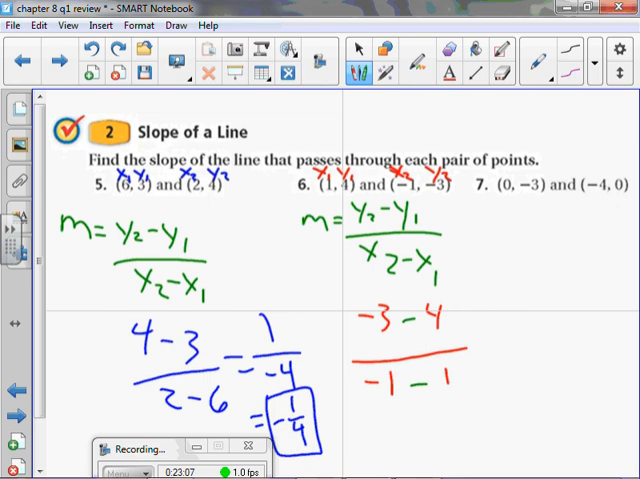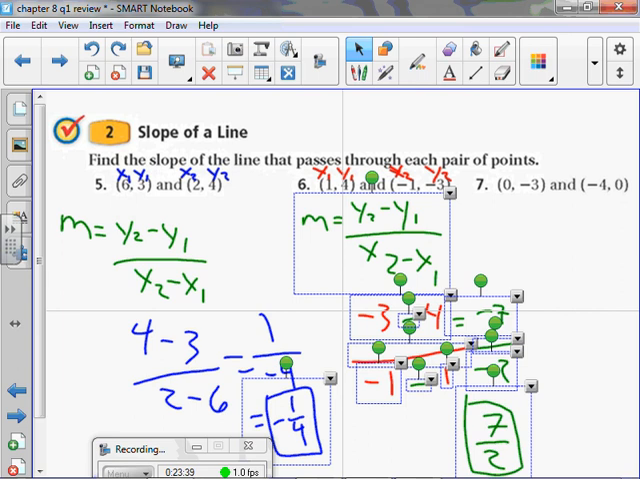And I have negative 3 minus 4. Well, that's negative 7. Negative 1 minus 1. That's negative 2. But I can simplify this. Even though 7 and 2 have no common factors, a negative divided by a negative is a positive. So I have 7 over 2 positive, because it's just easier to write nothing than to write 2 negative signs. Okay? So that is my slope there.